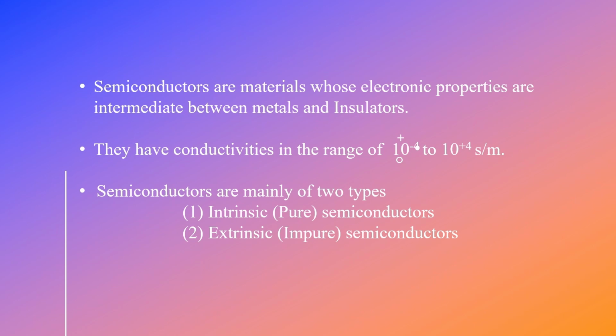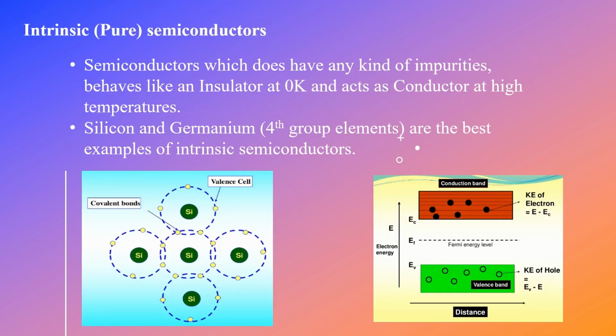These semiconductors are mainly of two types. One is intrinsic or pure semiconductors, and the second is extrinsic or impure semiconductors. Now let's discuss intrinsic semiconductors, or pure semiconductors. Perfect examples of these are silicon and germanium, which are fourth group elements in our periodic table.